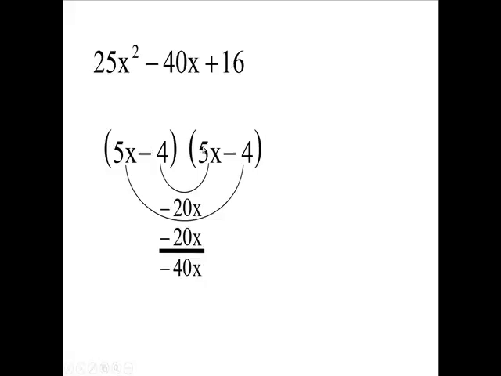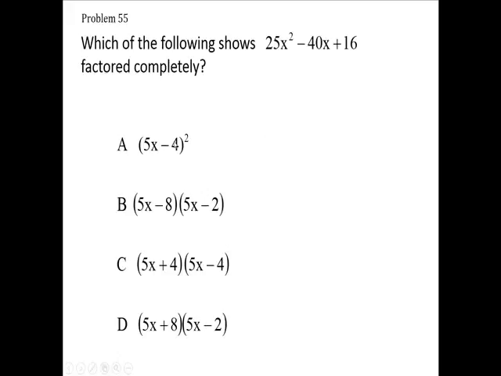Now, how do I easily write 5x minus 4 times 5x minus 4? We write 5x minus 4, and how many of them do I have? 2 of them, don't I? So I have an exponent of 2. 5x minus 4, what we call squared, that would be answer A.